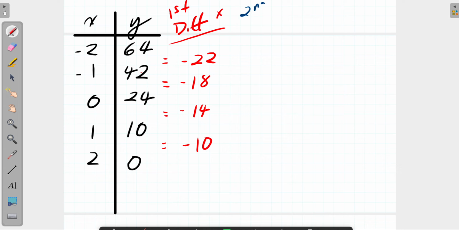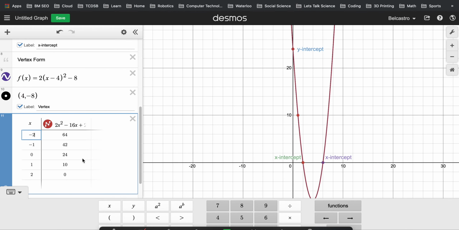So let's do second differences. Let's take a look. 18 subtract -22. Subtracting a negative, it's going to be actually a positive value. 4. Okay. 14 subtract -18 is the same as adding 18, gives you +4 again. And 10 subtract -14, the same as -10 plus 14, +4. Hey, second differences checked out. That means we have a quadratic. We don't have the equation of it yet. And remember, I kind of cheated.